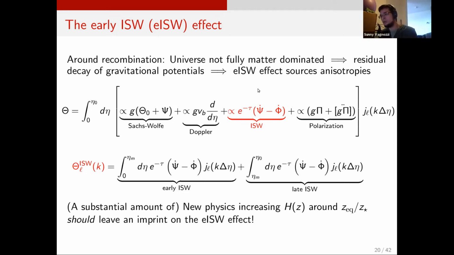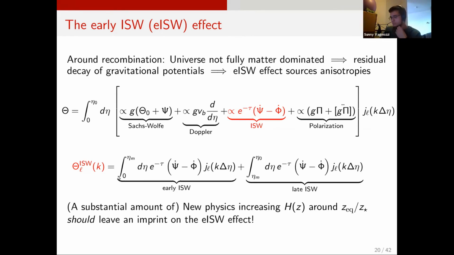And therefore, you can only get an ISW contribution at two times: either in the very early universe, when you have a lot of radiation around, which is called the early ISW effect, or in the late universe, because you have dark energy, which makes potentials decay. I'm going to focus on the early ISW effect over here.